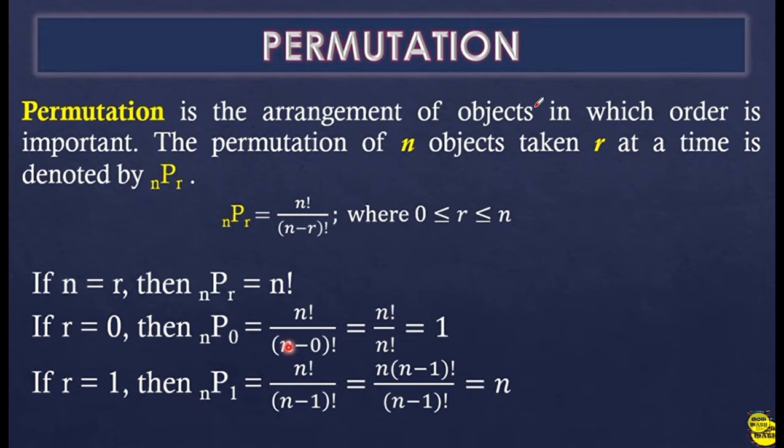So, the permutation of n objects taken r at a time is denoted by P of n taken r at a time.